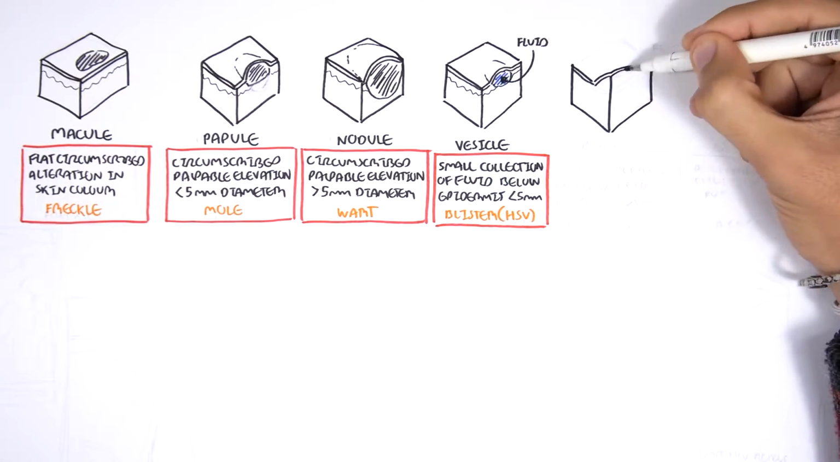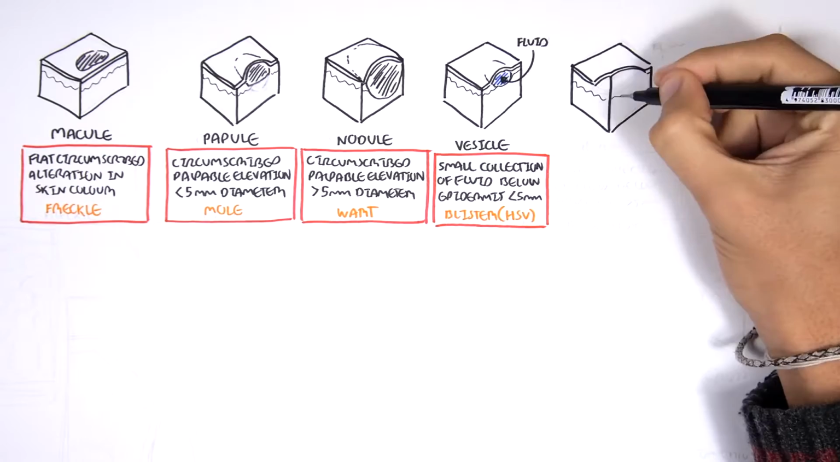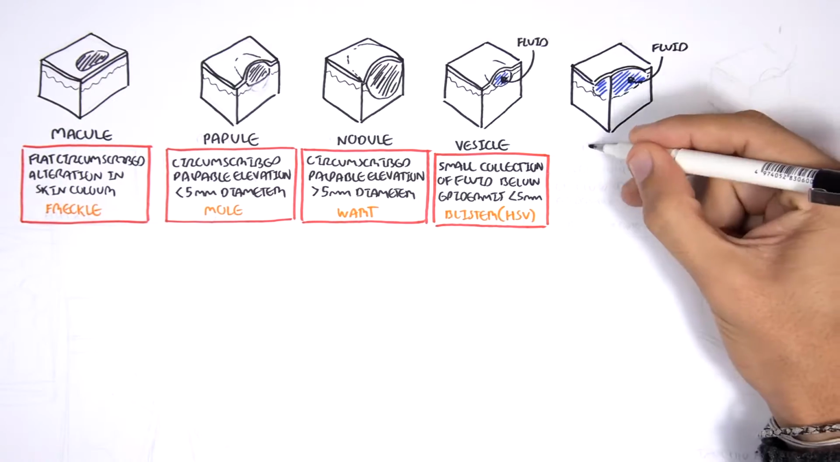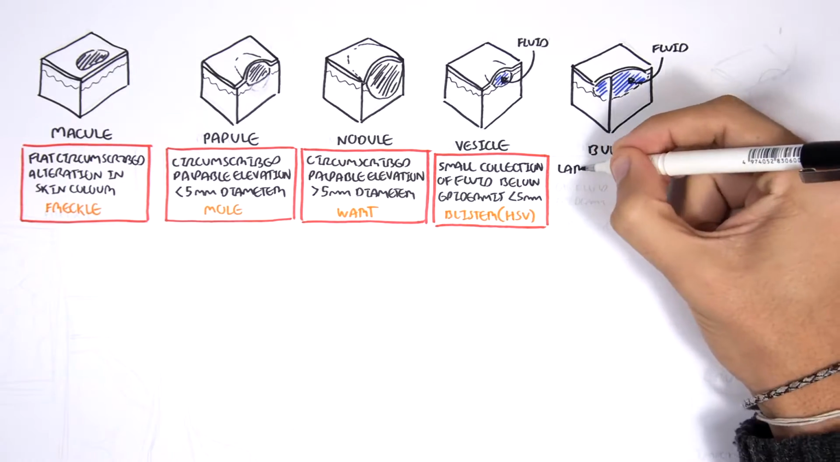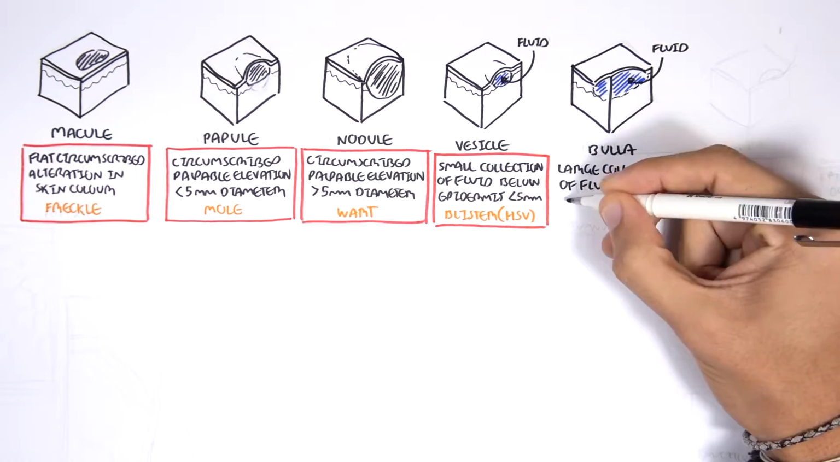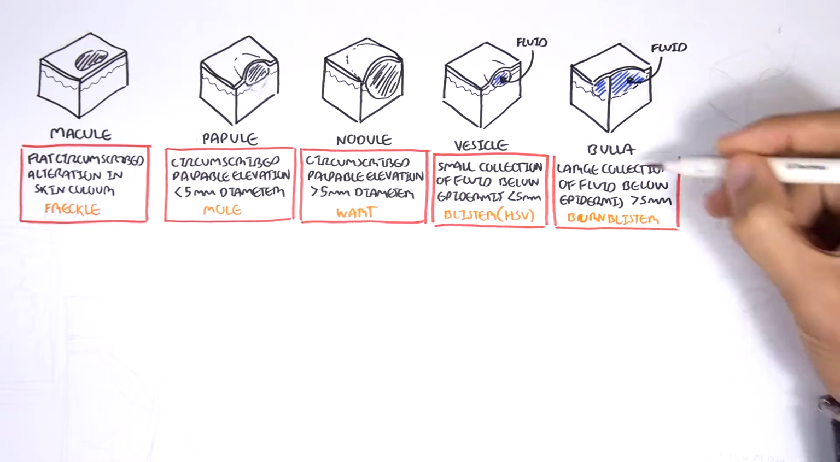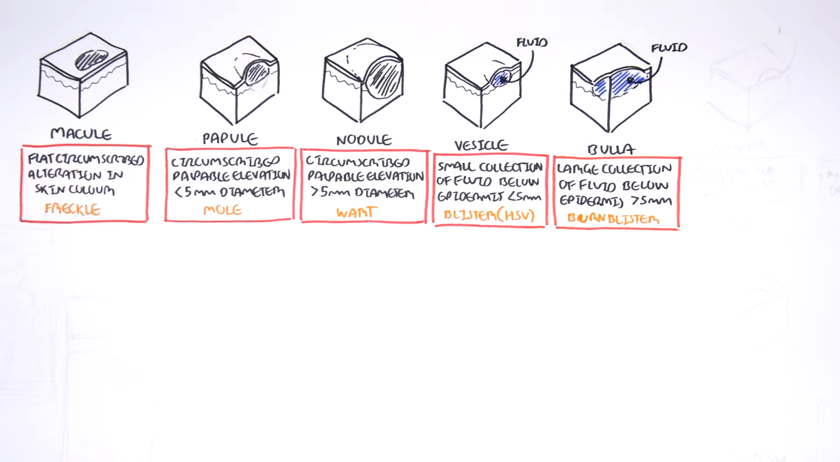If the blister is greater than 5 millimeters, it can be referred to as a bulla. A bulla is a large collection of fluid below the epidermis, greater than 5 millimeters. An example of this is a burn blister. Remember that a vesicle and a bulla are a collection of fluid below the epidermis.